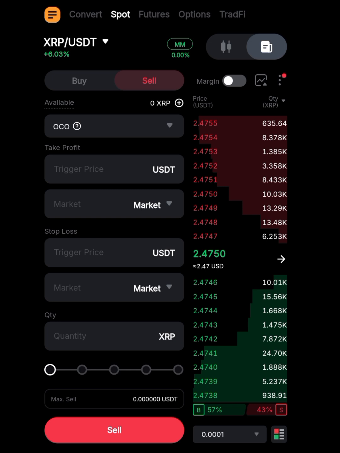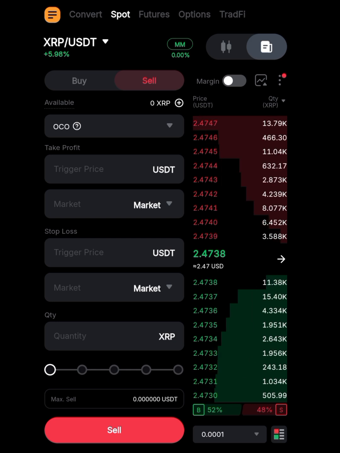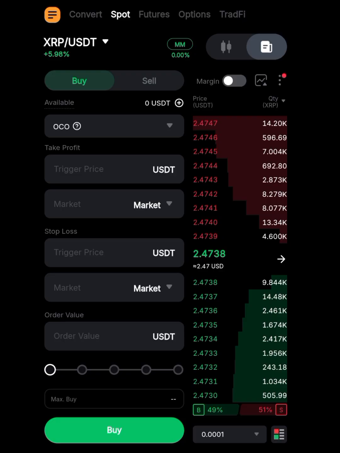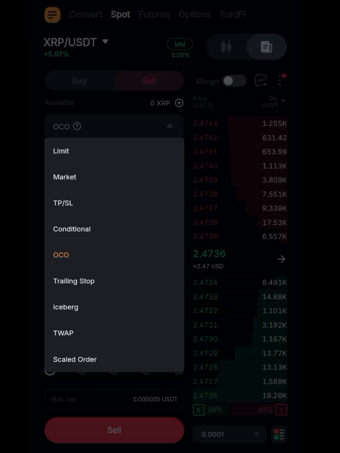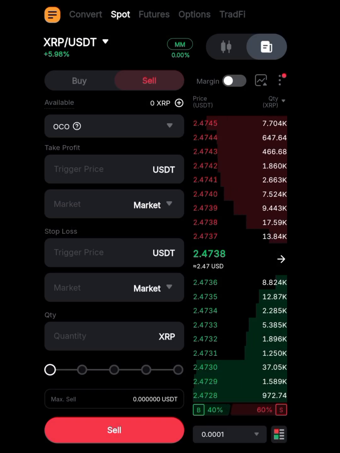So basically, I'm at the SRP USDT. This is basically a trade. So you either decide to buy or sell. Now here you see the various types of trades you can execute, right? You have limits, market, take profit, SL, conditional, OCO. I will be talking about OCO in this video.